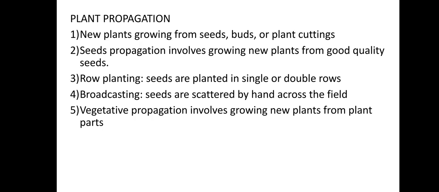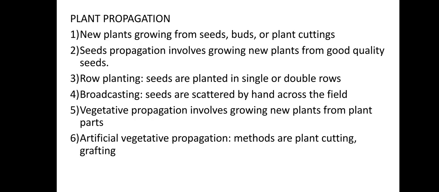Vegetative propagation involves growing new plants from plant parts. This is where we talked of the buds developing into a new plant on its own. All right. Then we have artificial vegetative propagation.